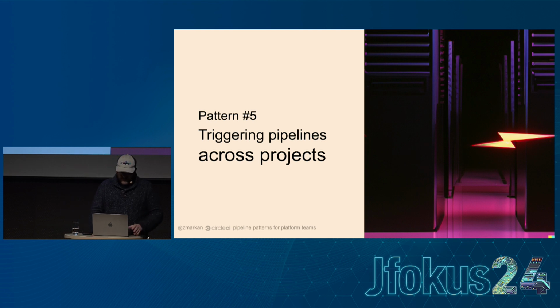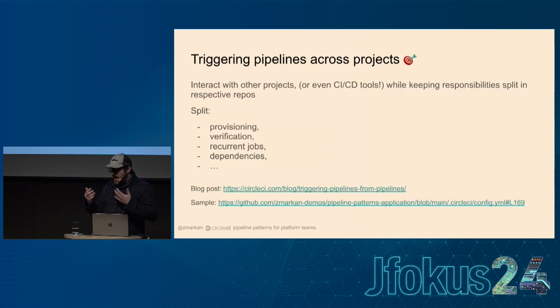So the next pattern I want to talk about is essentially triggering pipelines across projects. If you think about a pipeline, it doesn't need to exist in isolation. It can exist with other projects and communicate with one another, because obviously every one of them has some kind of API support. You can use that from the pipeline. It's just compute, it's just running bash commands.